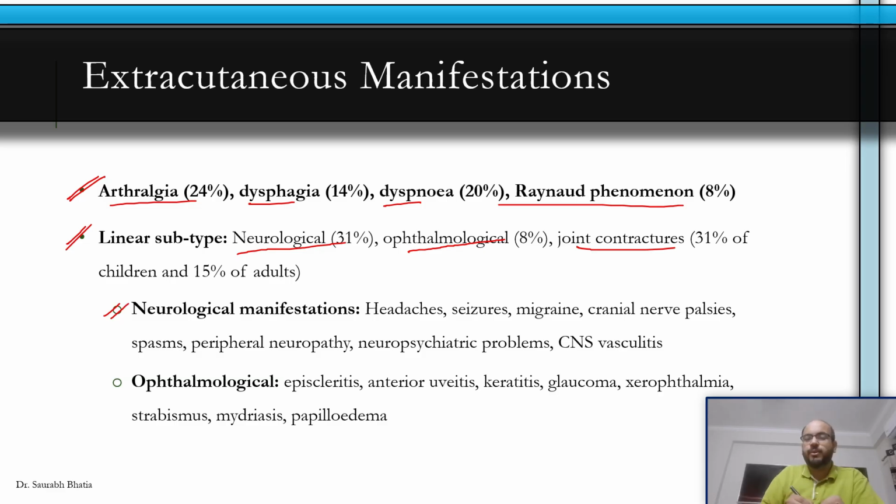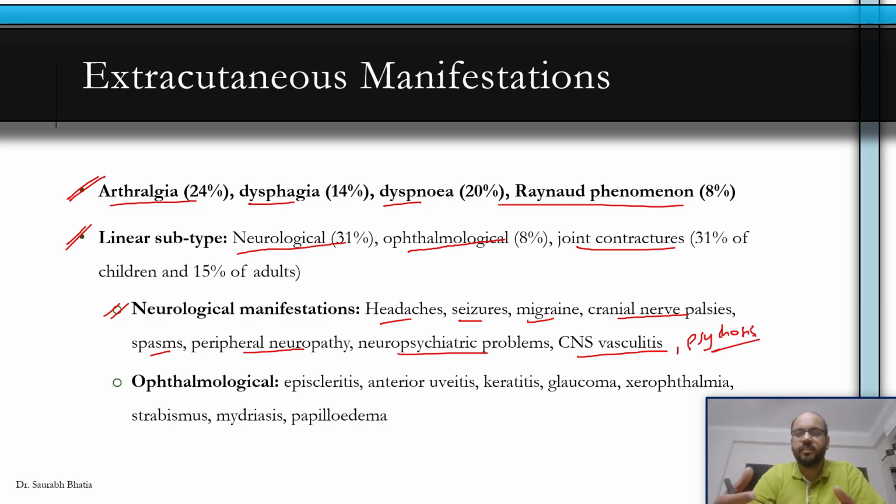Neurological manifestations include headaches, seizures, migraines, cranial nerve palsies, spasms, peripheral neuropathy, neuropsychiatric problems, CNS vasculitis. You can even have associated psychosis, but that is not necessarily neurological, more of a psychiatric extracutaneous manifestation. If it involves the eye, remember the most common variant in adults is the head and neck variant. The features that can be seen are episcleritis, anterior uveitis, keratitis, glaucoma, xerophthalmia, strabismus, mydriasis, papilloedema of the optic disc. So all of these features can be seen as extracutaneous manifestations.